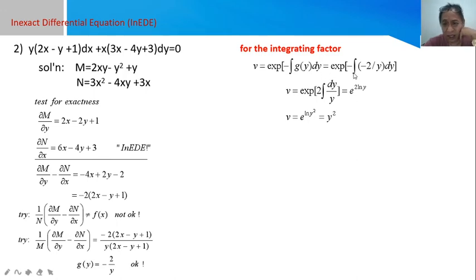So it is equal to the negative of the integral of, what is our g sub y? It is minus 2 over y, dy. That makes the expression plus. So I have 2 times the integral of dy over y, and by formula, that is equal to the exponential of 2 ln y.